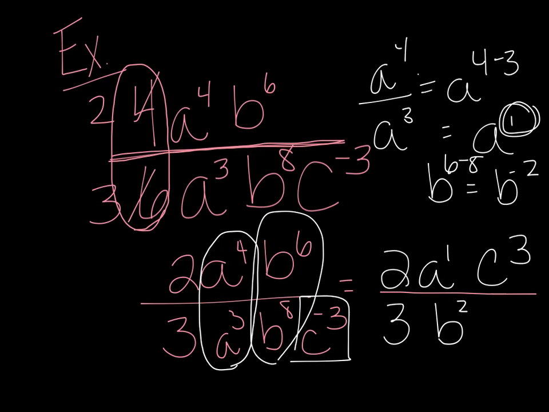And do you see any more letters that we can combine? Like now can I take this A and this C, they're being multiplied, and add their exponents? No, because they don't have the same bases. Perfect. So this is our final answer.